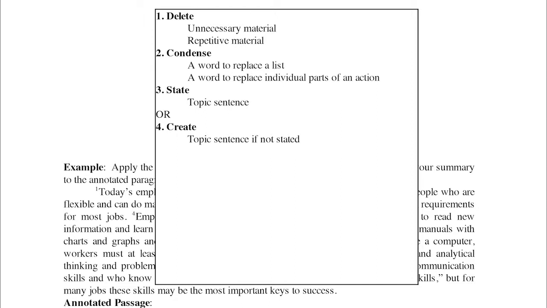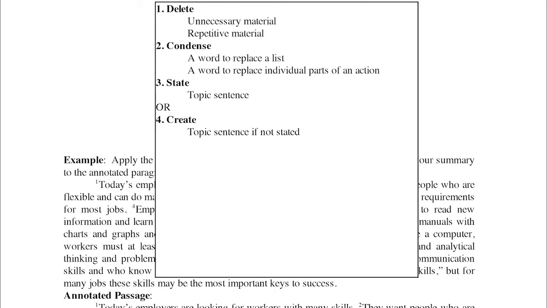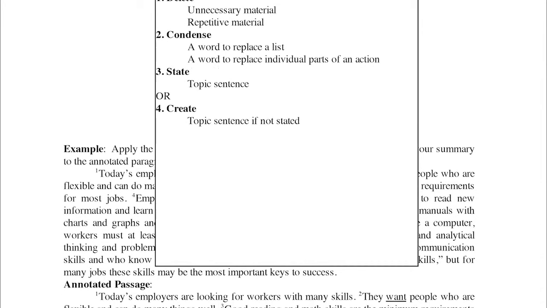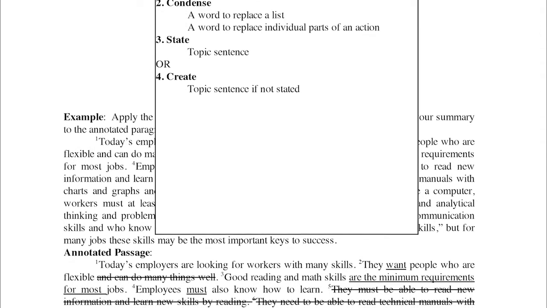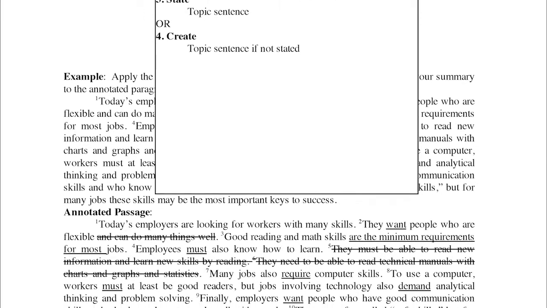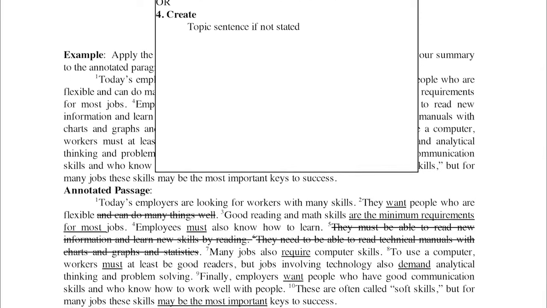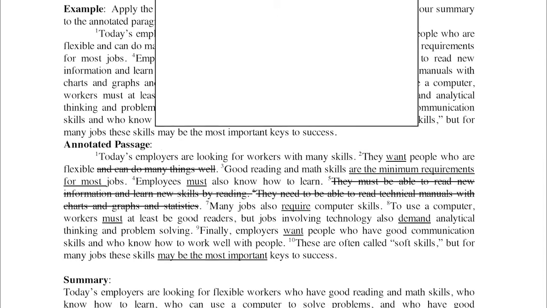You delete unnecessary material, you condense, then you state the topic sentence, or you create a topic sentence. And then I give a sample paragraph, and then the next page, I show them a think aloud with the comments. This is what was eliminated, this is what was condensed, and then finally end with the summary, so that students have a model how to do it.